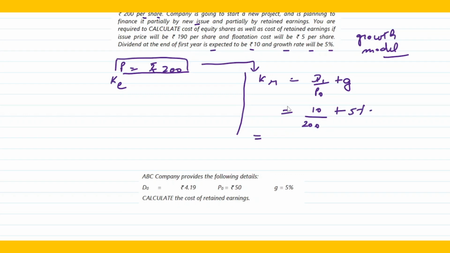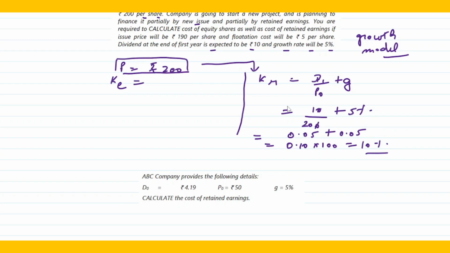So simply computing this, you get 10 divided by 200, so this should be 0.05, plus 5%, which is also 0.05. So you just look at this, it is 0.10, simply multiply it by 100, hence the value of KR should be 10%, right? Okay, now moving on to KE, because the question asks you both, calculate the cost of equity share as well as the cost of retained earnings.